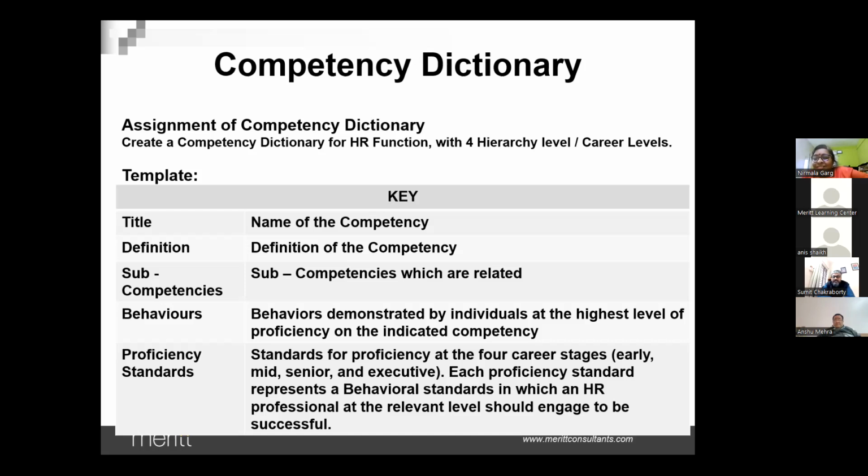This is an assignment, a group assignment, which all of you will be doing. First, I will give you a template, how to go about it, so that you can then also go and do it for your organization.